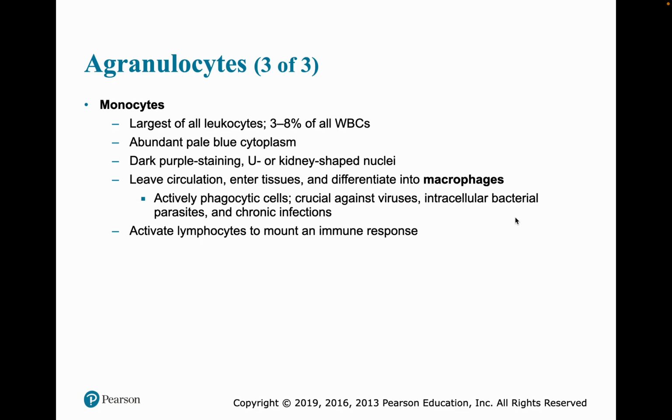Monocytes are the largest of all the leukocytes. They make up about 3 to 8% of all white blood cells. They are abundant in pale blue cytoplasm. They do have a dark purple U-shaped or kidney-shaped nucleus, and they actively phagocytize. They are crucial against viral infections, intracellular bacterial pathogens, and chronic infections. They activate lymphocytes, and they help to mount an immune response. We're going to see that they are helpers for T cells and B cells when we get to the immunity chapter.